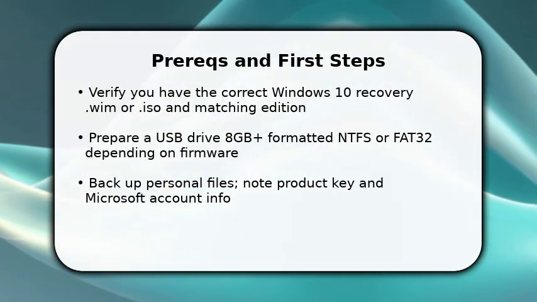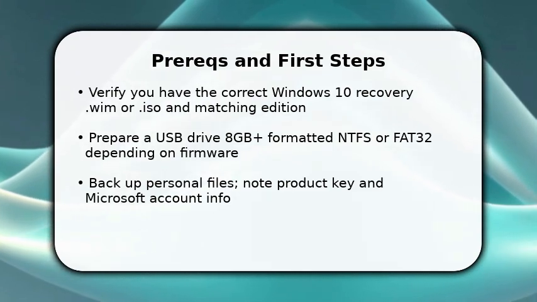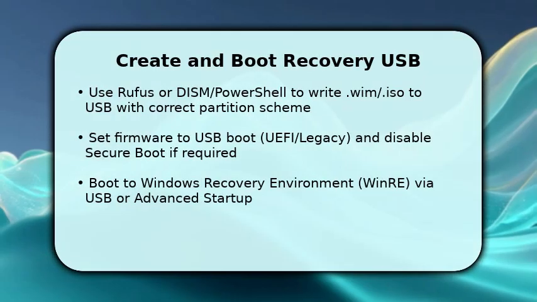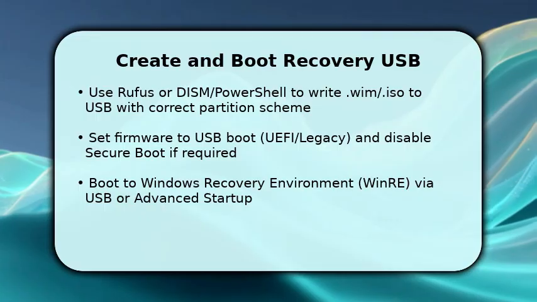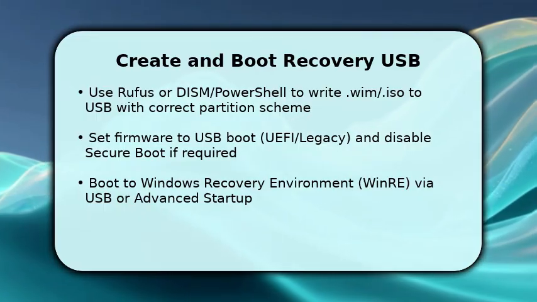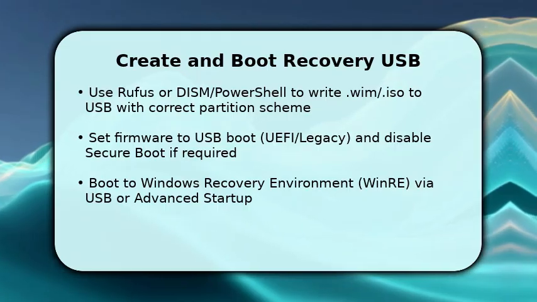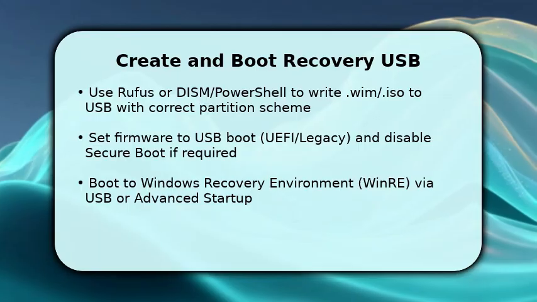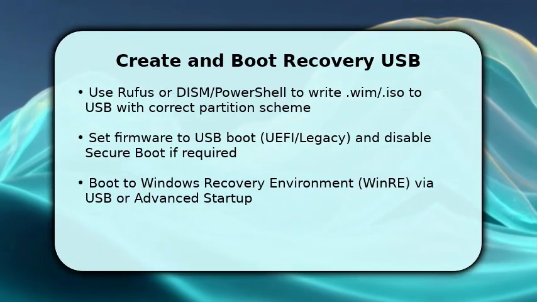Now you will create a bootable recovery USB using the image. This is the essential first actionable step to get into repair mode. You will write the recovery image to USB using Rufus for ISOs or DISM/PowerShell for WIM deployments, selecting GPT for UEFI or MBR for legacy. This ensures firmware compatibility. Once done, reboot and enter firmware settings to set USB as first boot device.